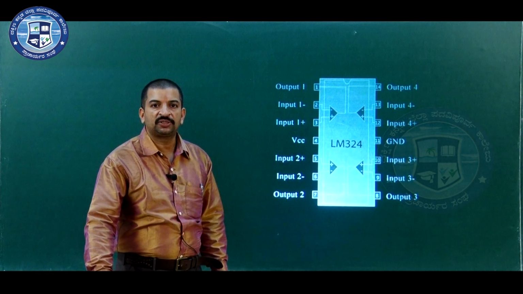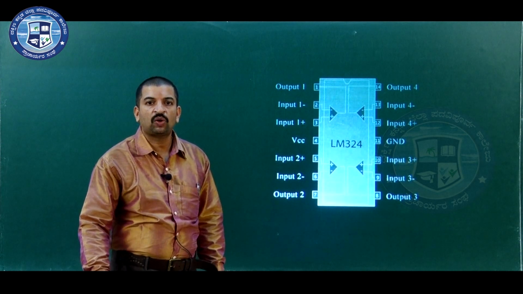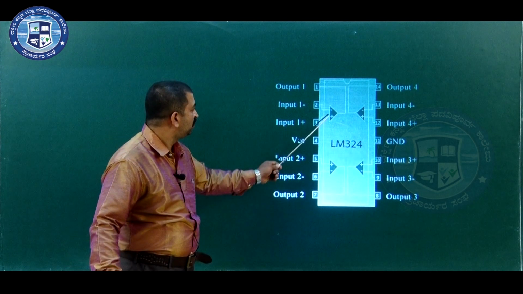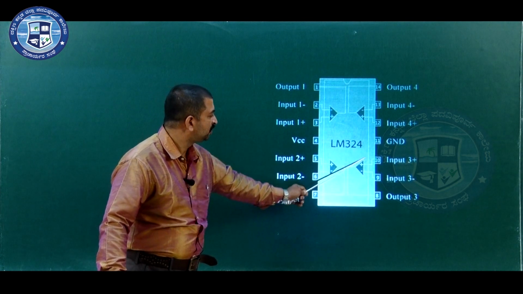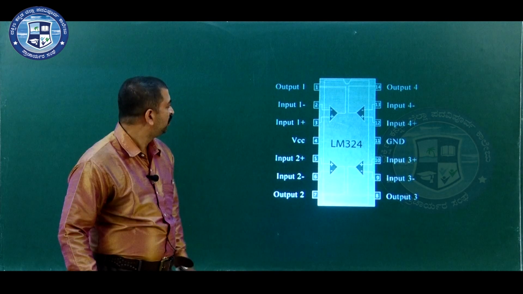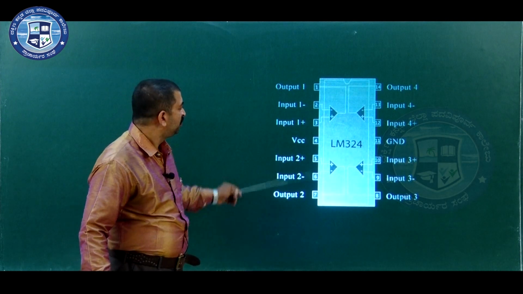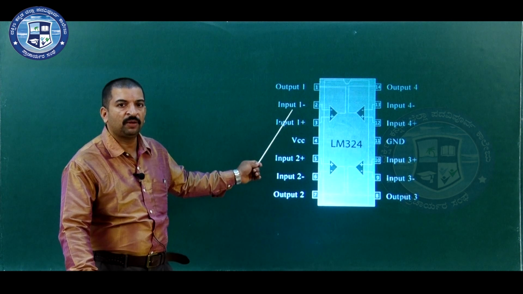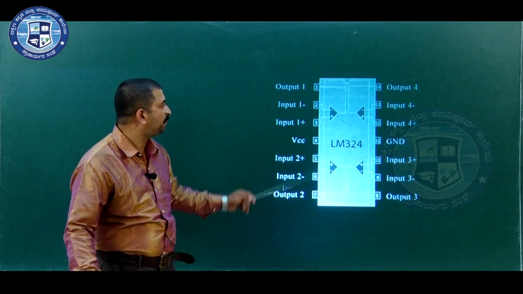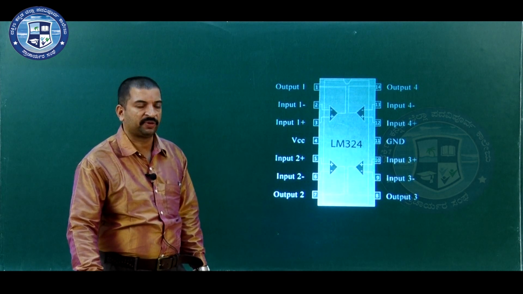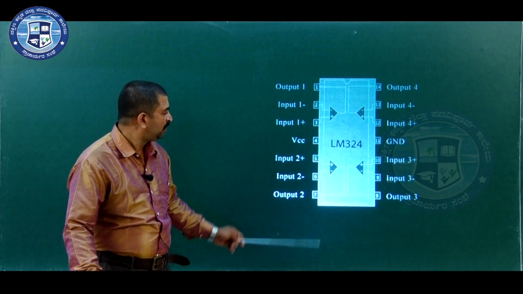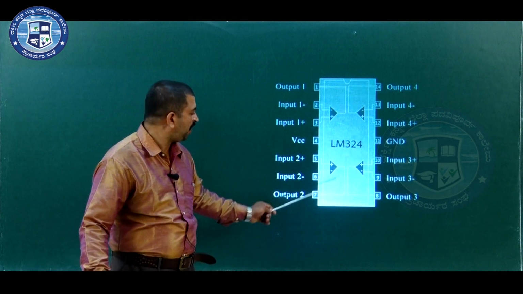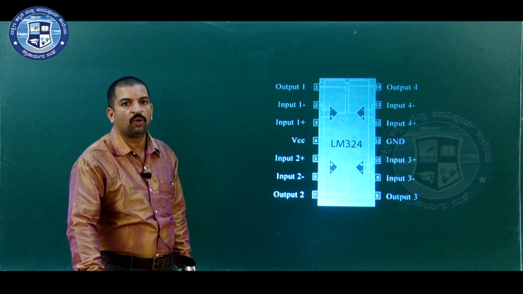The one more IC, that is LM324, it is the quad op amp. That means there are 4 op amps in a single IC package. Now, this is the first op amp, the second op amp, the third op amp, and the fourth op amp. Now, for the first op amp, pin number 2 and pin number 3 are the inputs. Pin number 2 is the inverting input, pin number 3 is the non-inverting input for the first op amp. Pin number 1 is the output of the first op amp. For the second op amp, pin number 5 is the non-inverting input, and pin number 6 is the inverting input, and pin number 7 is the output of the second op amp.